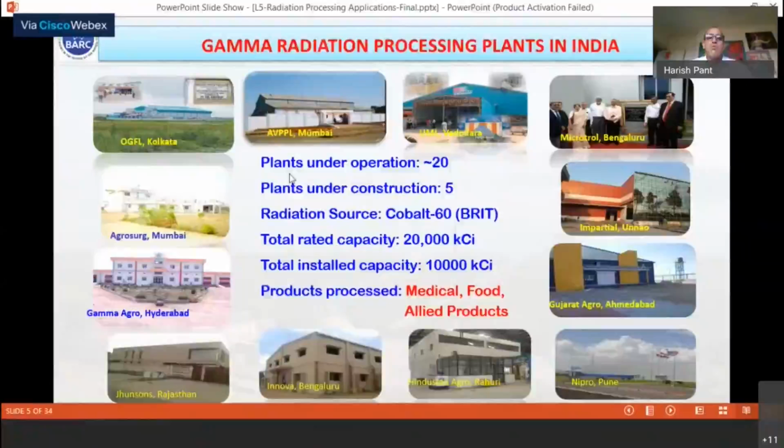So in India, more than 22 gamma radiation plants are in operation as of today, and a few are under construction. In future, depending upon the availability of cobalt 60, more and more gamma radiation plants will be coming up in India. These gamma radiation plants are used for the sterilization of medical products, food irradiation, and the irradiation of some allied materials.